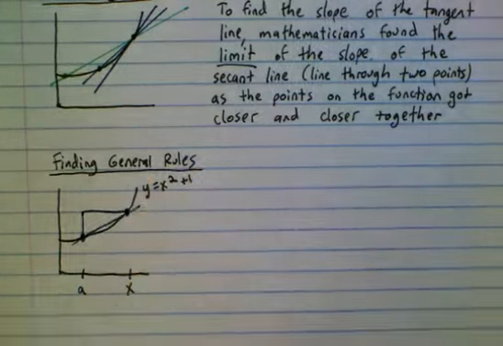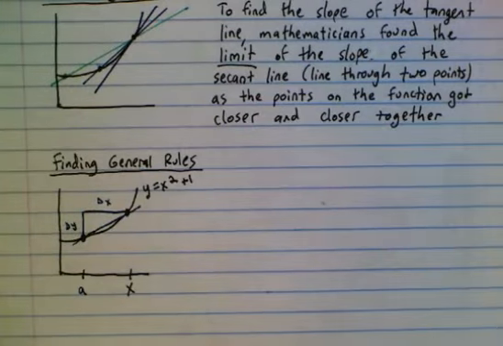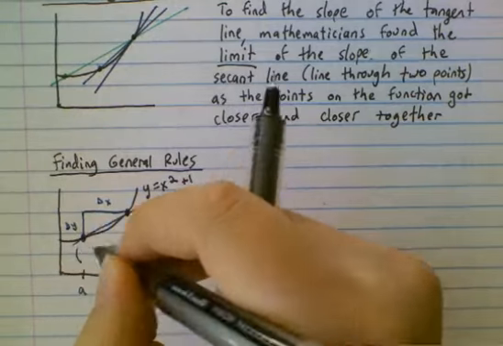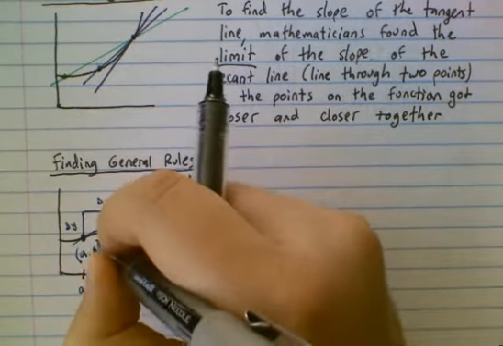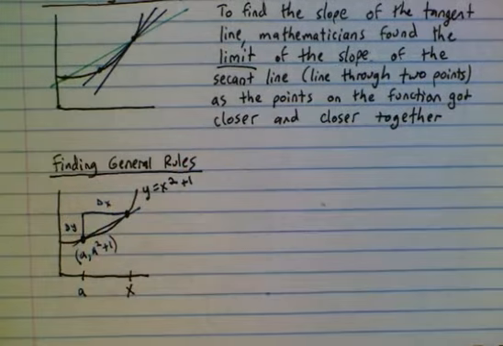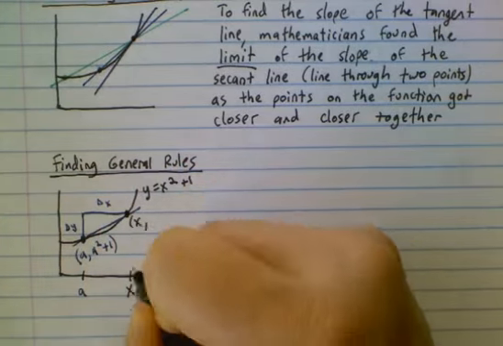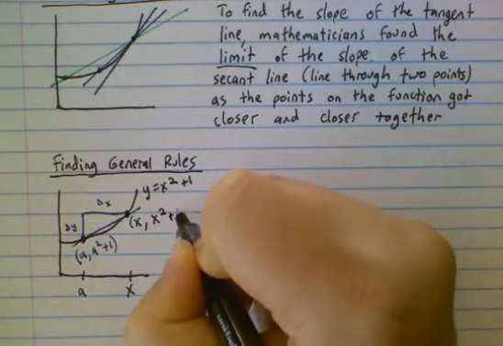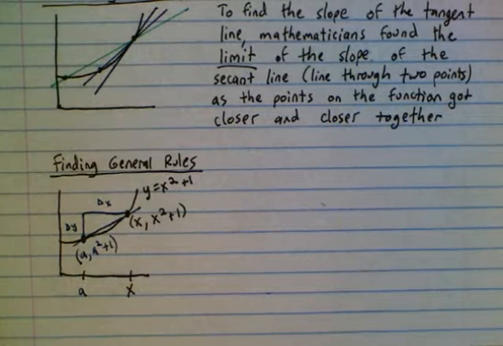And we're going to have our change in y and our change in x for finding our slope. We know that this point right here is a, a squared plus 1, that's the y value. We know that this point here is x, x squared plus 1. We don't know what the value is for a. We don't know what the value is for x. We don't care. We're just trying to find a general rule.